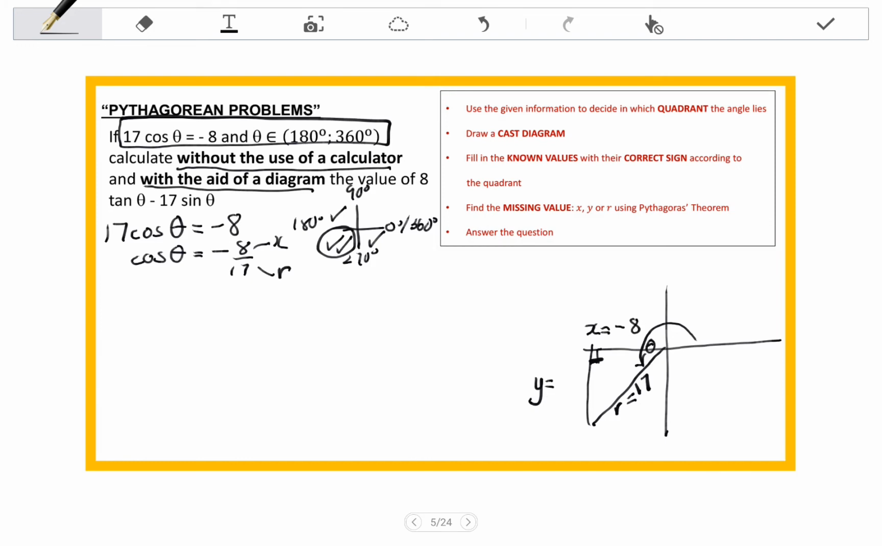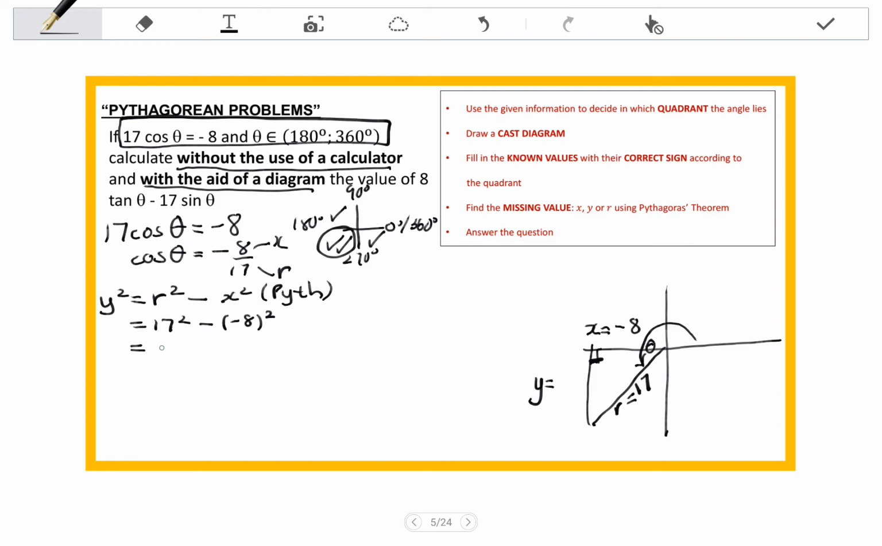Now to find y, I would use Pythagoras. So y is not the hypotenuse, it's the side. So the side squared is going to be the hypotenuse squared minus the other side. So let's substitute our values in there. y squared is 17 squared minus x squared, which is -8 squared. Now, this is where you are allowed to use your calculator. The point of not using a calculator is not for this bit. It's for you to really be using the diagrams and not just putting the values into your calculator.